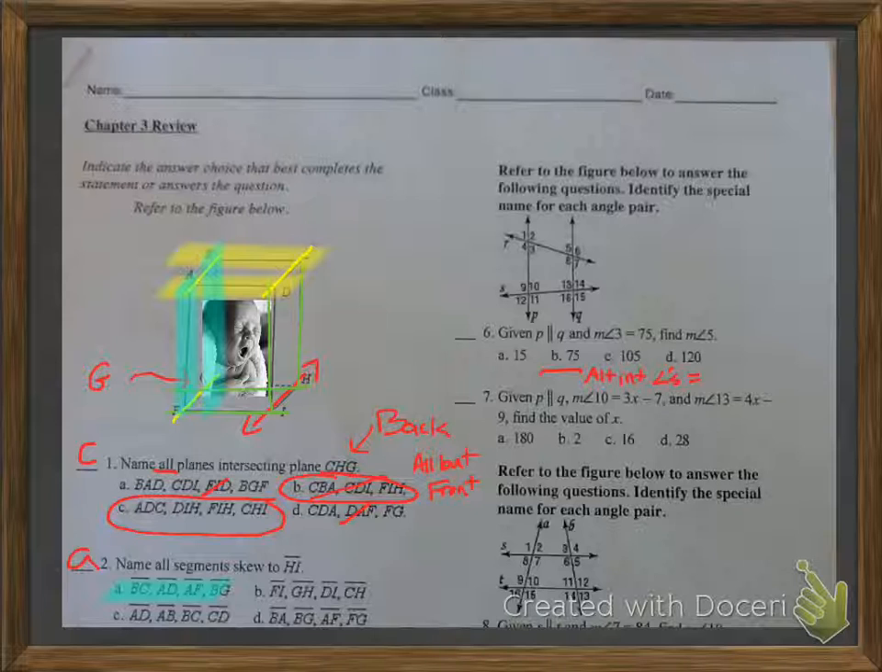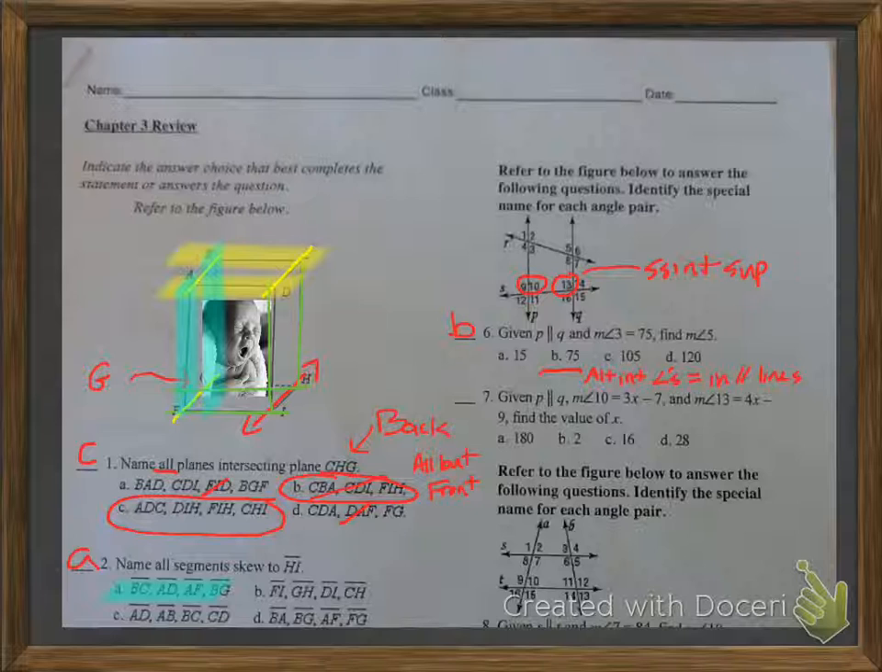Next is alternate interior angles, 3 and 5. Look carefully, those are alternate interior. We know those are congruent in parallel lines. So that leaves us with setting 75 for angle 3 equal to angle 5, also 75.